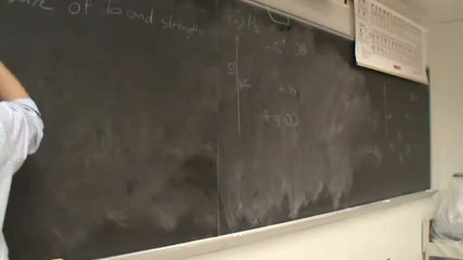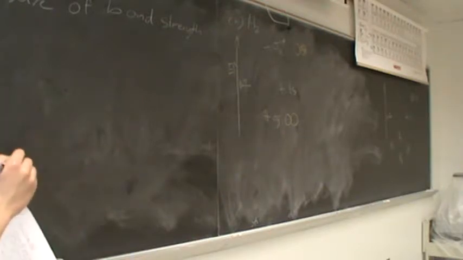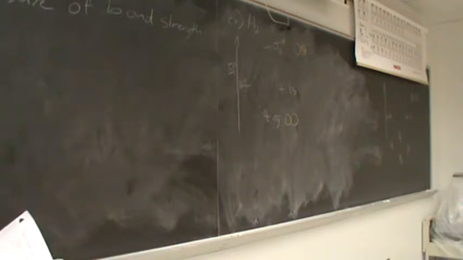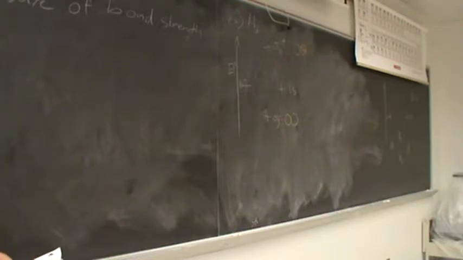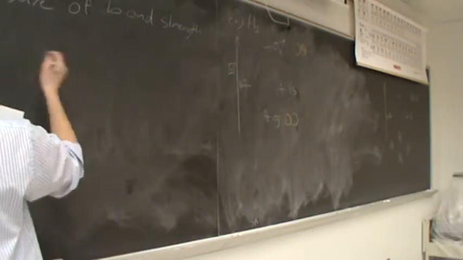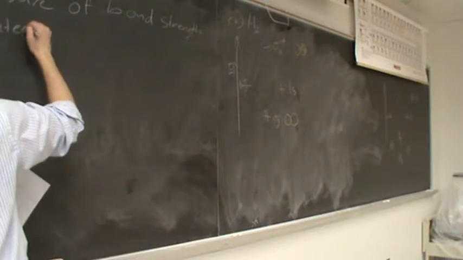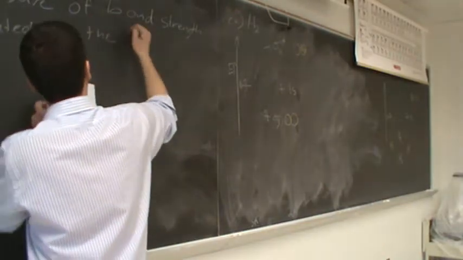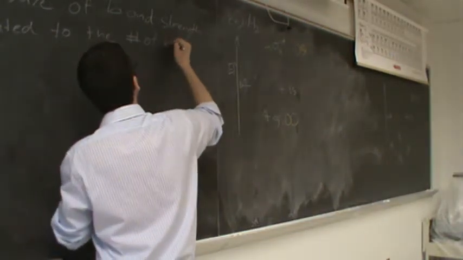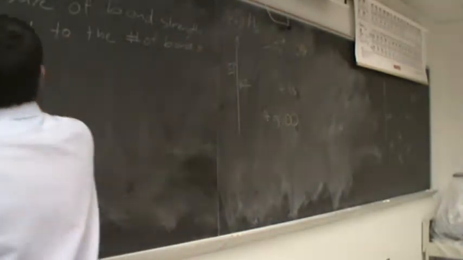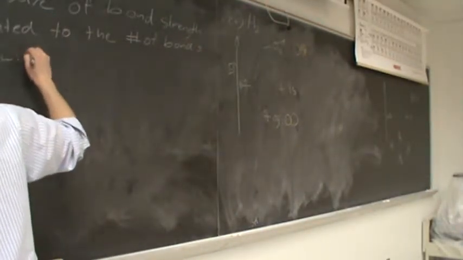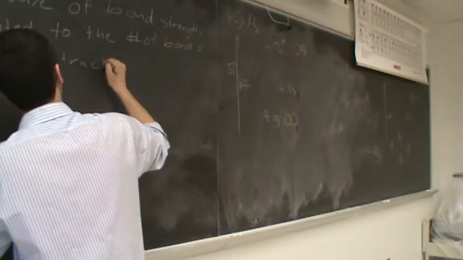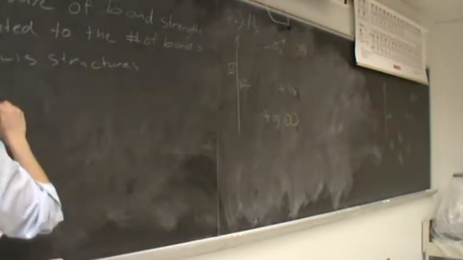Is that like the resonance concept? Yes. And that's why we have to draw those things, because Lewis structures don't work out, but MO theory works perfectly for it. MO theory is a way better descriptor of every type of bonding you're going to see in a system. Okay, so it's related to the number of bonds in Lewis structures. Actually, I was meant to say resonance.